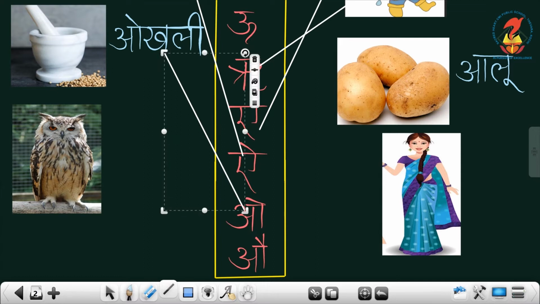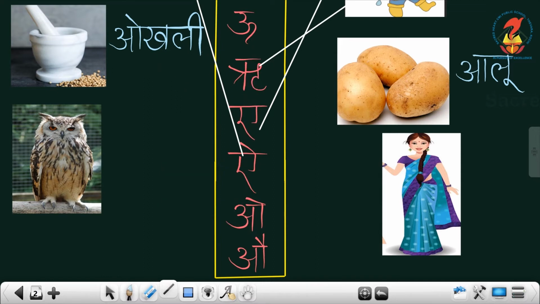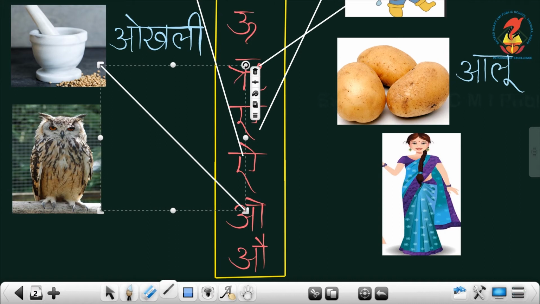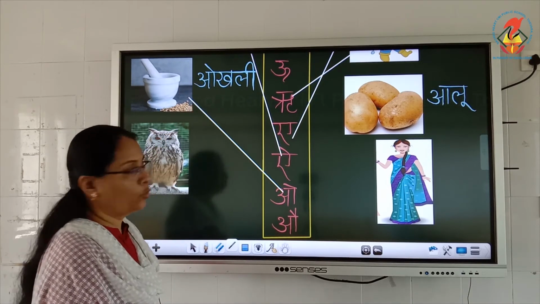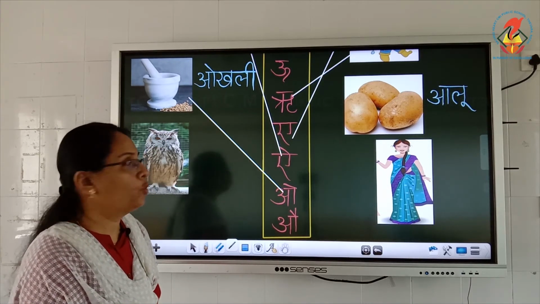ओखली. Now wait a minute. I'll just take this off and I'll match the picture. That will be more clear for you. ये है ओखली. Name of the picture is क्या है? ओखली. And the first sound is O. First sound is O. ओखली.